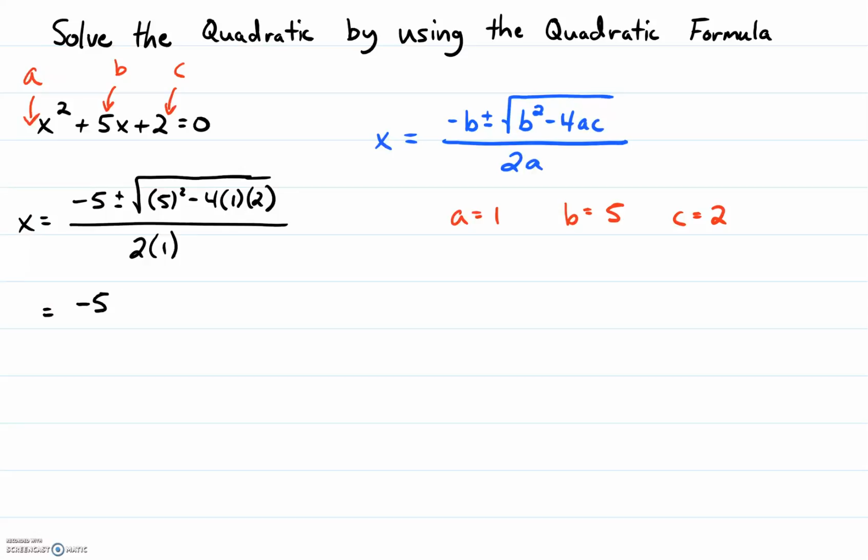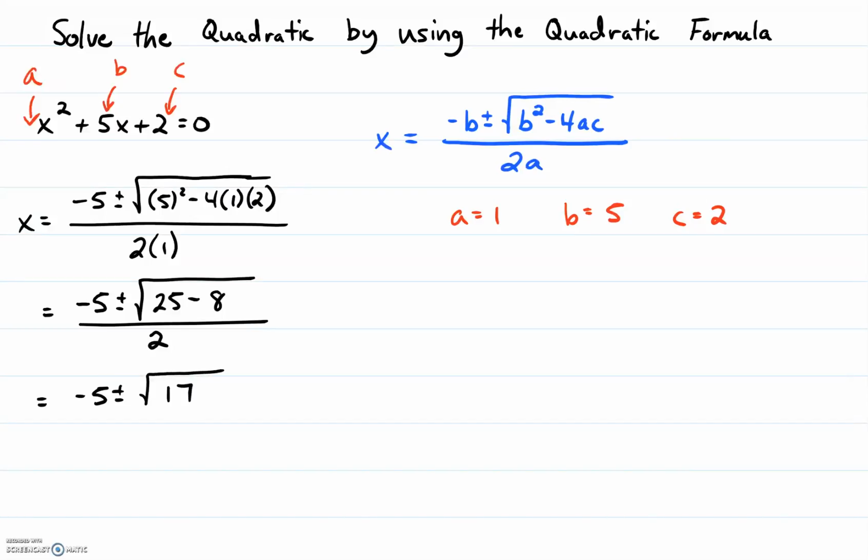So bring down the negative 5 plus or minus the square root. 5 squared is going to give us 25. 4 times 1 times 2 is going to give us 8. And that's all over 2 times 1, which of course is just 2. So now simplify further under the radical. Negative 5 plus or minus the square root of 25 minus 8, which is 17, all over 2.